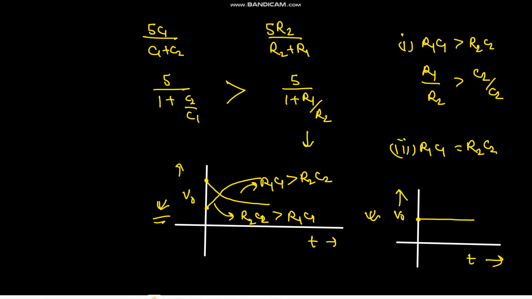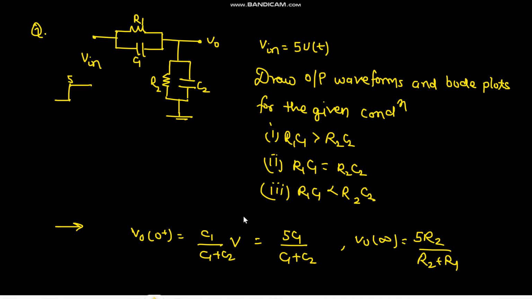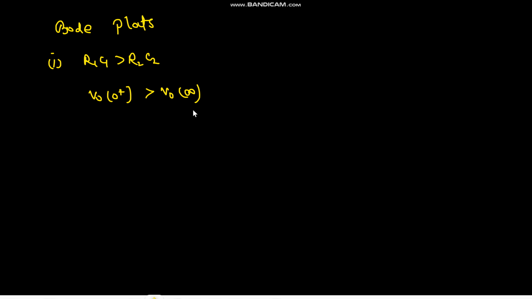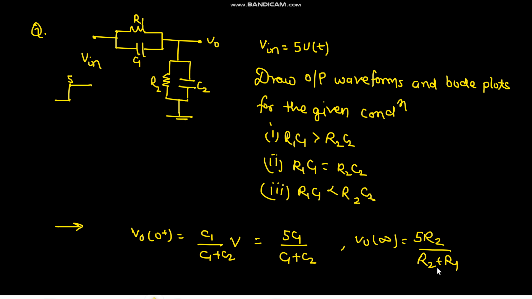Now the important part is the Bode plot. Now how will you draw the Bode plots? Okay, so now we will draw the Bode plots. The first condition is R1C1 greater than R2C2. We have Vin at 0 plus greater than Vin at infinity. Now tell me one thing: how many poles are there in this circuit?